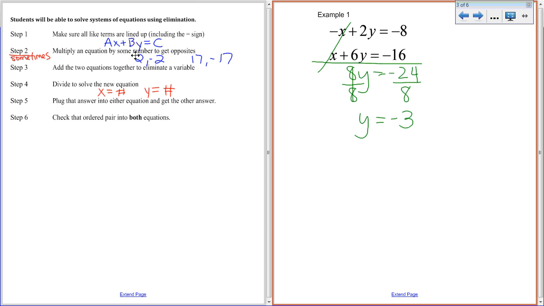All right, Taven, you going to tell me how to wrap it up? Yeah, you got to plug in 3 for y. Good job. And you can use either equation, ladies and gentlemen. I like the first one because I'm only multiplying by 2 instead of 6. Keeps the numbers a little bit smaller. Kai, what's 2 times negative 3? Good job. Add 6.